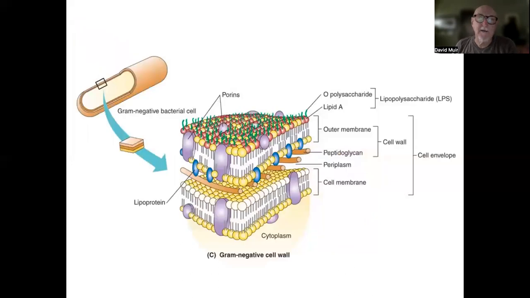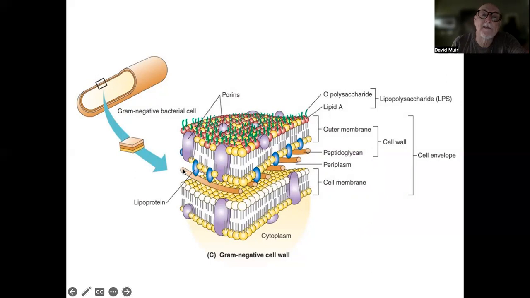The other kind of cell wall is a much more complicated structure, and this is the gram-negative. You might think by the name gram-negative that it actually would be less complex. It's not. It's much more complex, but we'll start right here. This is what is identical to the gram-positive. It also, of course, has this cell membrane there.